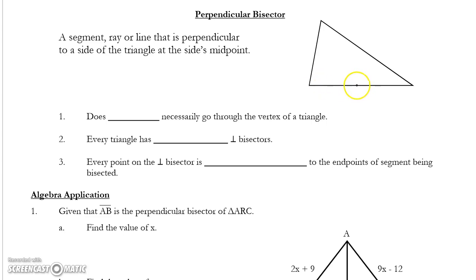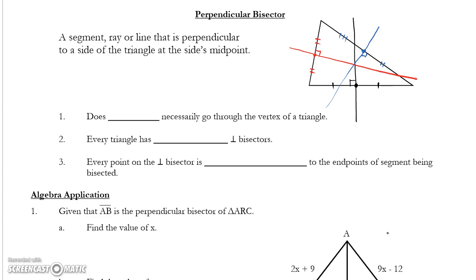So an example up here would be if this point is my midpoint, any segment, ray, or line that cuts straight through that midpoint and is perpendicular. I could technically have three perpendicular bisectors, because if I went here and found the midpoint and had a segment, ray, or line perpendicular, I would have a perpendicular bisector there, and I could do the same thing on this third side. If I had a point that was a midpoint and a line, ray, or segment that cut through it perpendicular, it would be a perpendicular bisector.